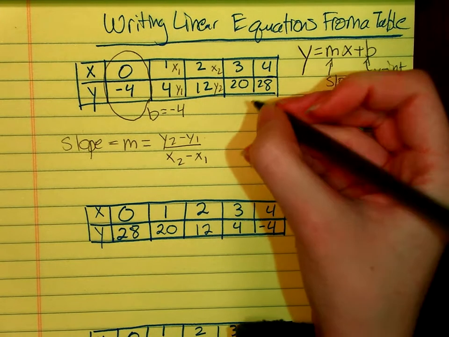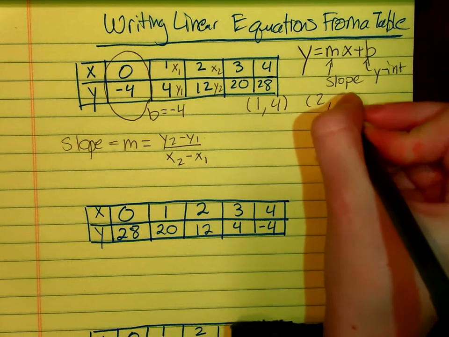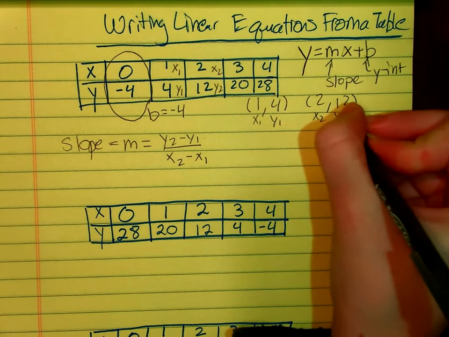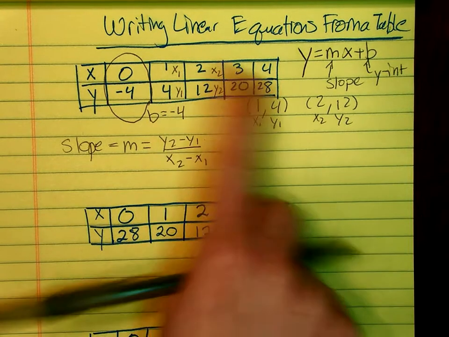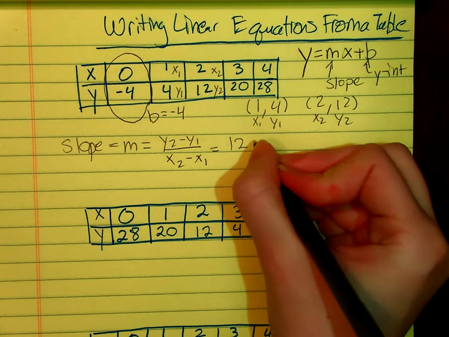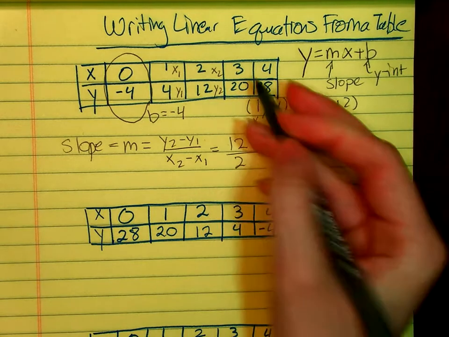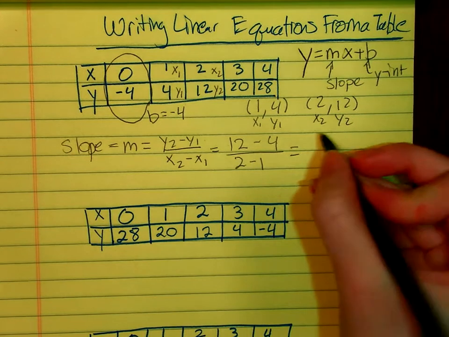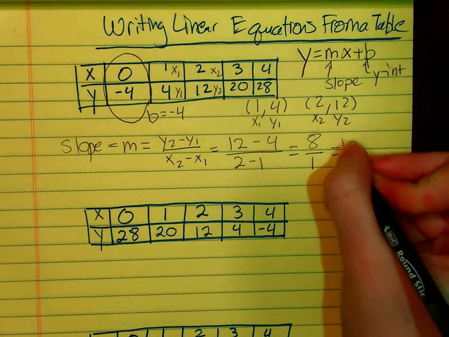If I were to pull those points from my table, I have the point 1, 4 and the point 2, 12 that I'm labeling x1, y1, x2, y2. These points have just been put in a table format, but it's the same thing that they're talking about. So let's go ahead and subtract that. My y2 is 12 minus my y1 is 4 divided by my x2 is 2 and my x1 is 1. 12 minus 4 gives me what? 8 divided by 1. So I just get a slope of 8.